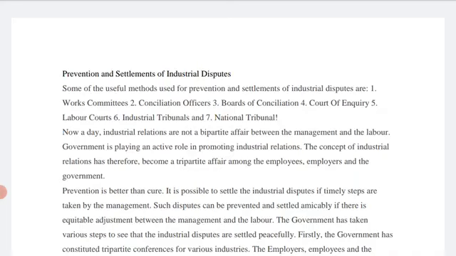Okay, the relation between employer, employee and government. Why is this relation important? Yes, this relation is important so that there will be harmony in the industry. There will be soundness in the industry, right? So the concept of industrial relations has therefore become a tripartite affair among the employers, employees and the government.